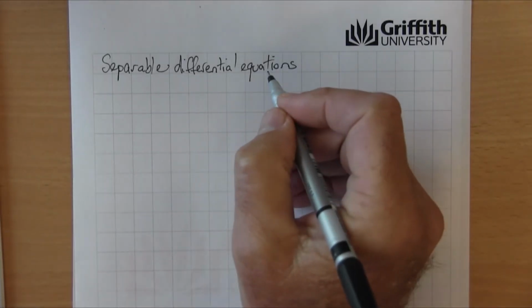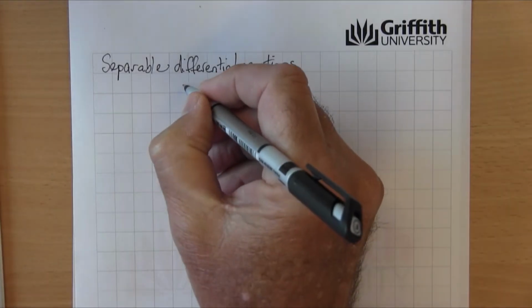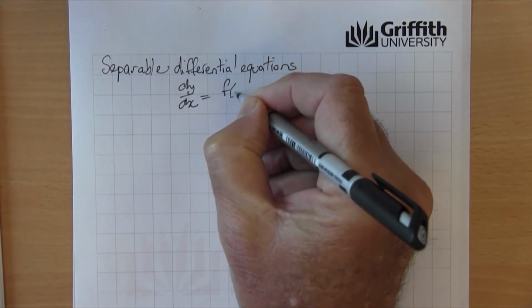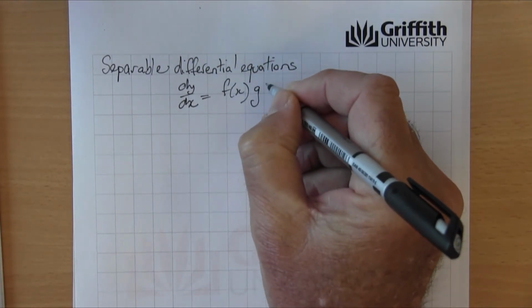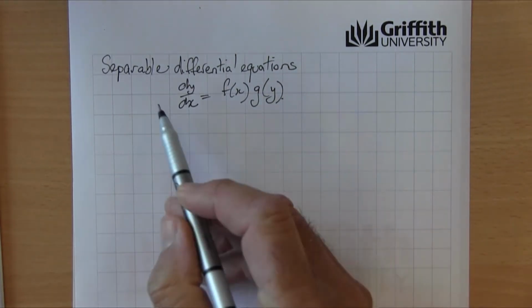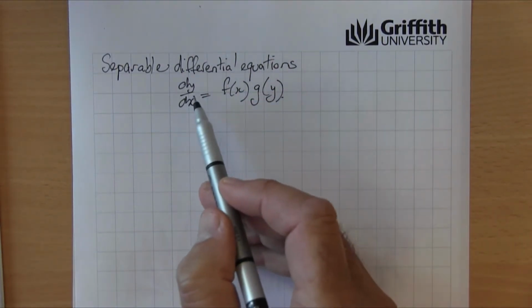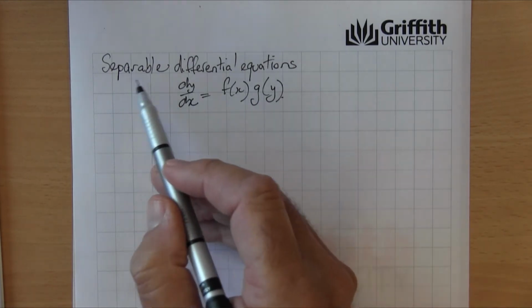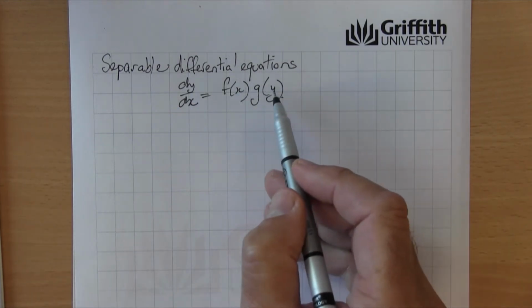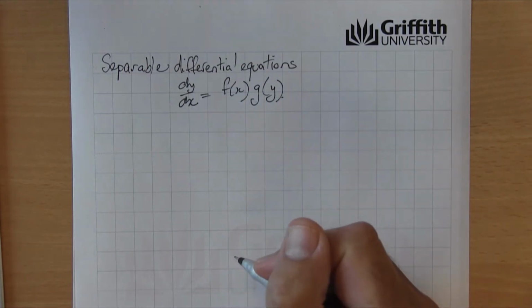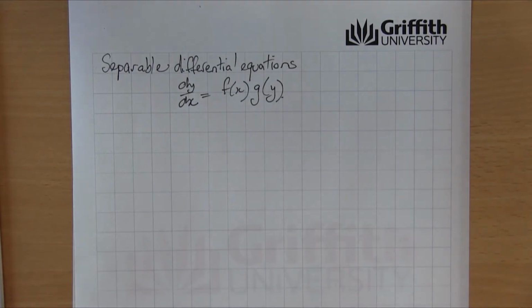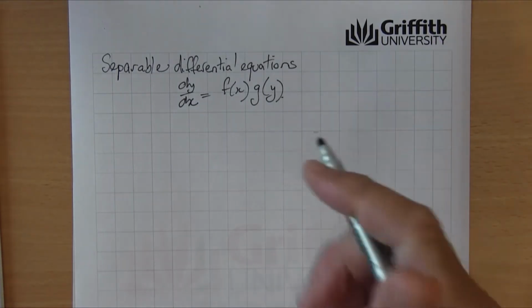Alright, separable differential equations. They take the form of dy/dx equals some function of x times another function of y. They're called differential equations because you've got a dy/dx in the equation, and they're separable because we can actually get all the y's on one side and all the x's on the other. This is the general form of separable differential equations.